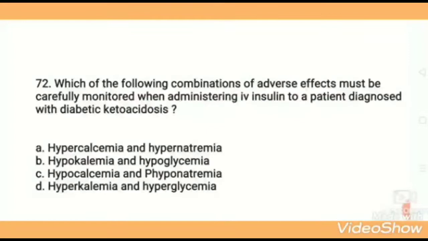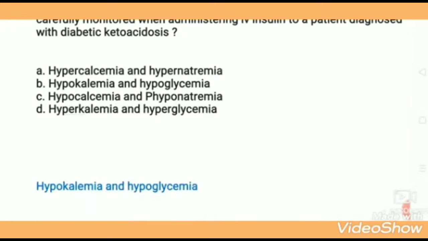Which of the following combinations of adverse effects must be carefully monitored when administering IV insulin to a patient diagnosed with diabetic ketoacidosis? Hypercalcemia and hypernatremia, hypokalemia and hypoglycemia, hypokalemia and hyponatremia, or hyperkalemia and hyperglycemia? So, the correct answer for that is hypokalemia and hypoglycemia.